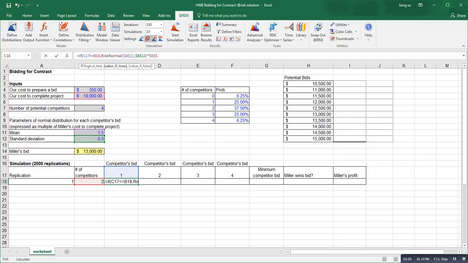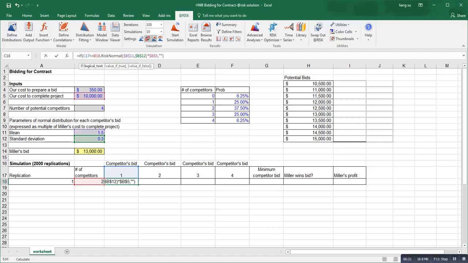Otherwise, they would not, so return nothing. That's not finished yet, because we want to drag this formula to the next 4 cells here. In order to do that, we have to carefully place dollar signs in front of these numbers. For the number of competitors, we don't want it to change when we drag this.